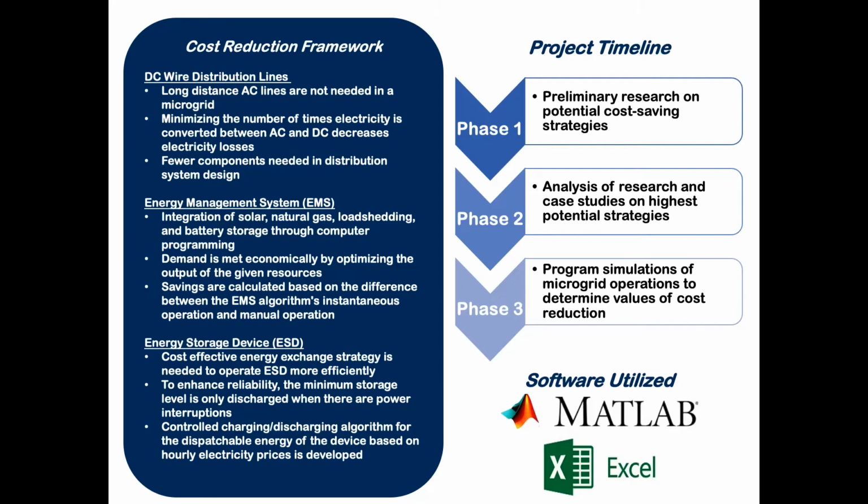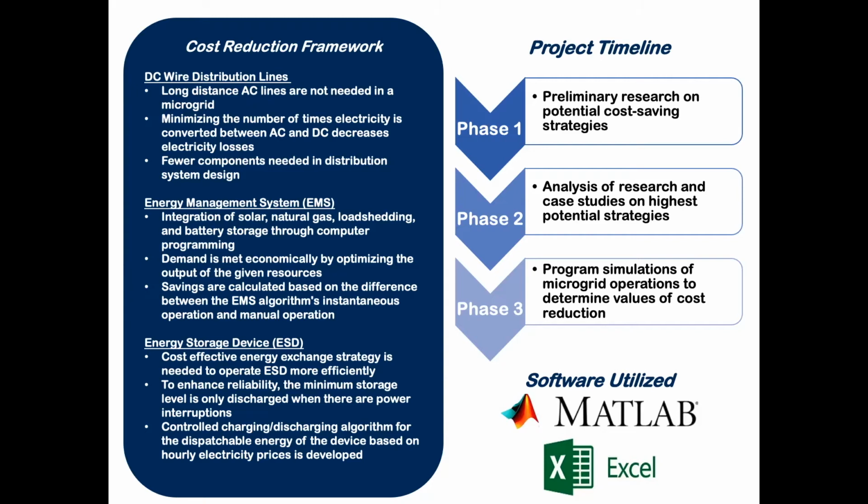The energy management system integrates solar, natural gas, load shedding, and battery storage through computer programming. Demand is met economically by optimizing the output of the given resources. The savings are calculated based on the difference between the EMS algorithm's instantaneous operation and manual operation.